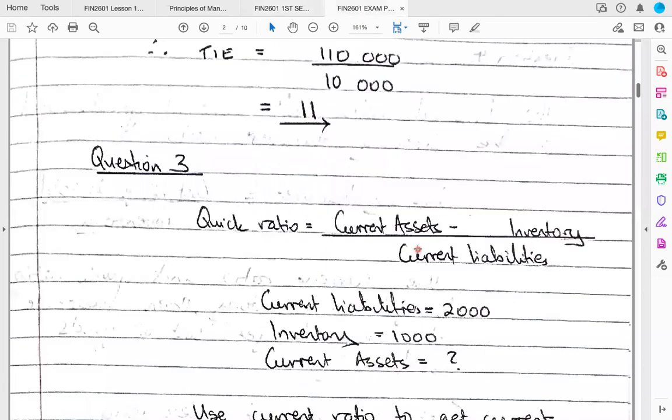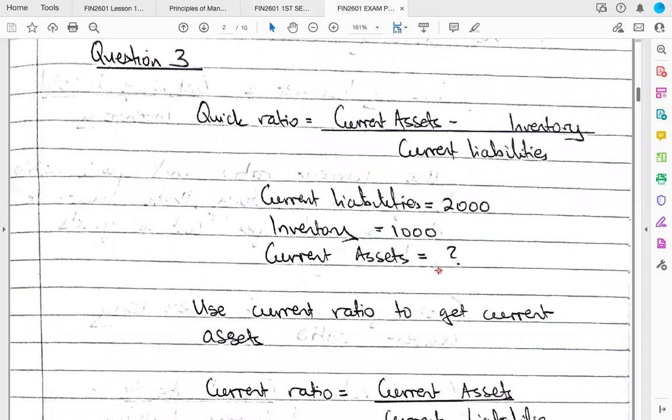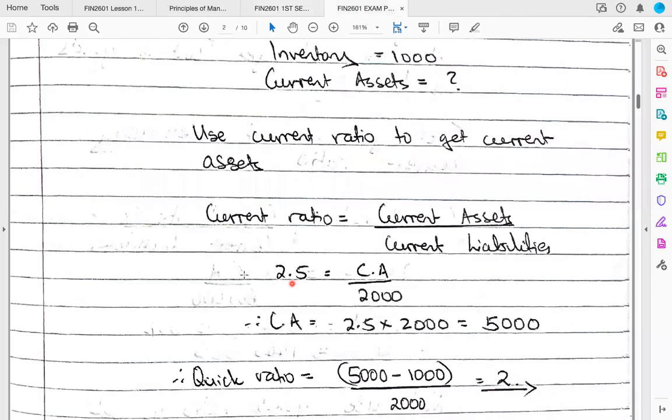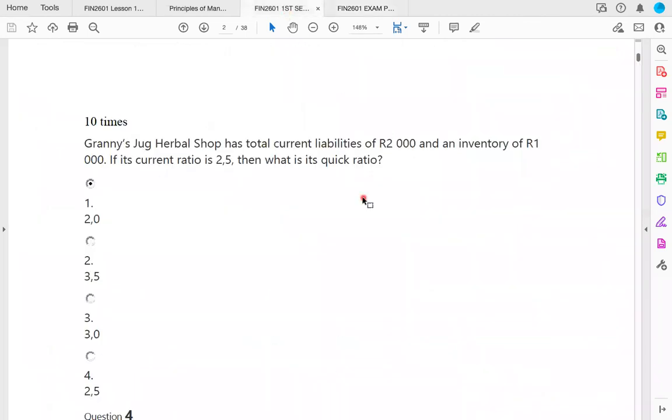So in this particular case, we need to calculate current assets using the current ratio. 2.5 is equal to our current assets over the current liabilities. To get the current assets, we can cross multiply. We can take 2.5 times the current liabilities of 2,000, giving us 5,000. And then our quick ratio will be the current assets minus inventory divided by current liabilities, which will give us an answer of 2. Okay.